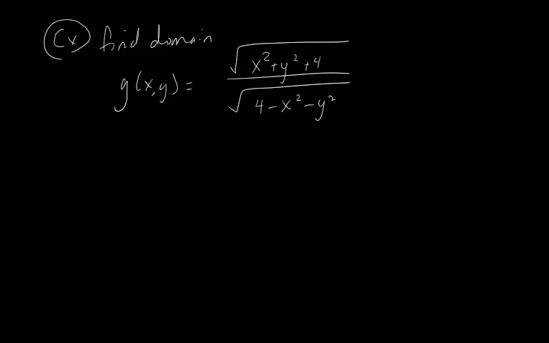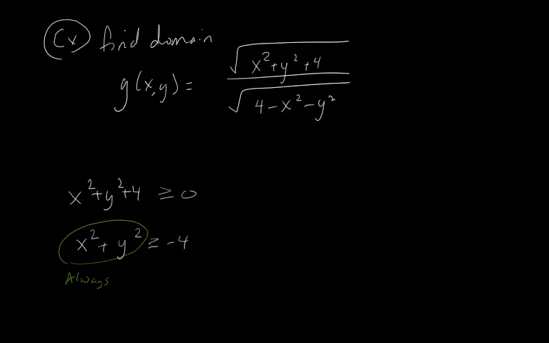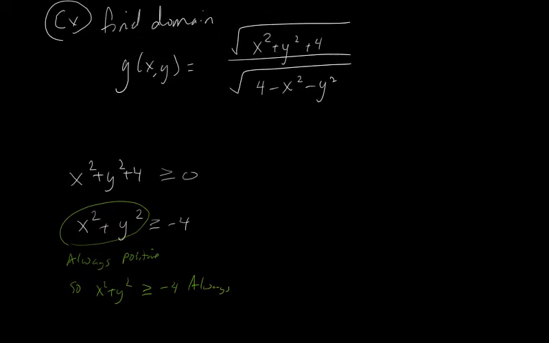So the first thing I want you to notice is that the numerator, x squared plus y squared plus 4, being inside of a square root, must be greater than or equal to 0, which means x squared plus y squared must be greater than or equal to negative 4. But x squared plus y squared is always positive because we're working with real numbers. So this is always true. That means that there are no restrictions on our domain coming from the numerator. These are always going to be valid no matter what x and y we pick. So no restrictions here.